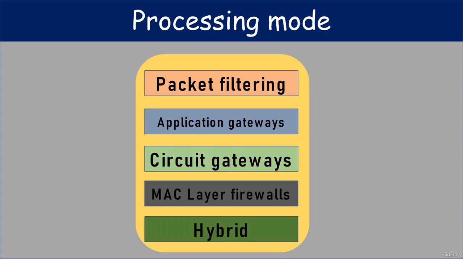Then we have a hybrid. A hybrid firewall is a type of firewall which combines features of all the other four types of firewalls. These are elements of packet filtering and proxy services, or we can say packet filtering and circuit gateways.